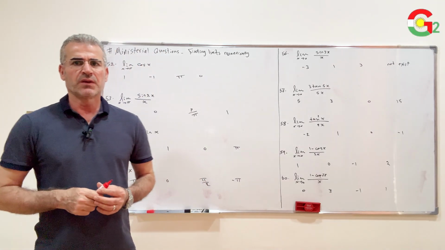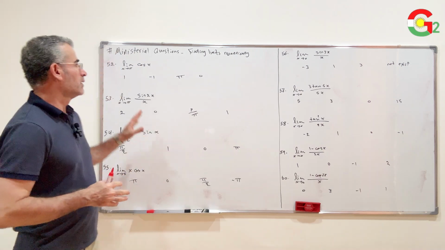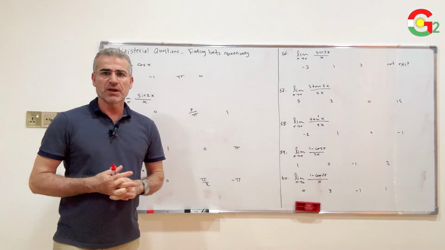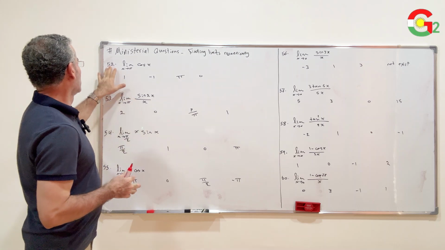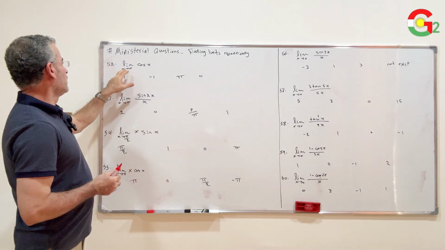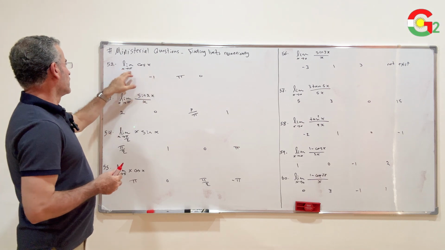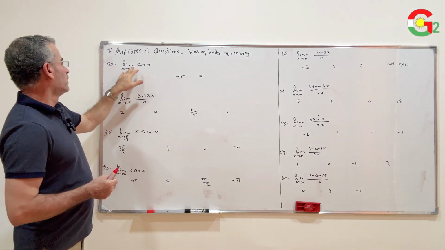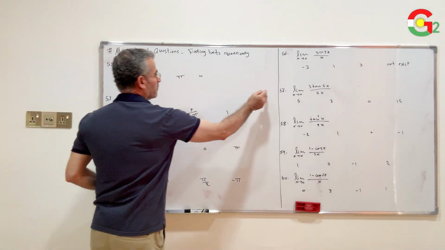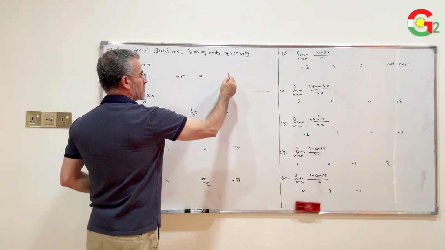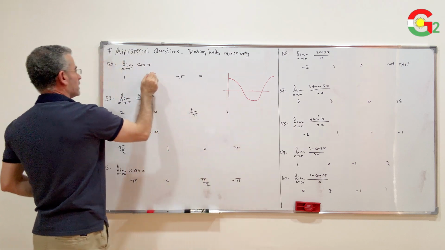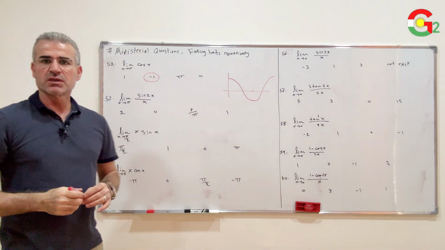Hello everyone. In this lesson, I'll complete part 3 from the ministerial question of finding limits numerically. We reach number 52. Find the limit of cosine x when x approaches pi. When x approaches pi, it is cosine pi. Cosine pi is -1. Choice B.